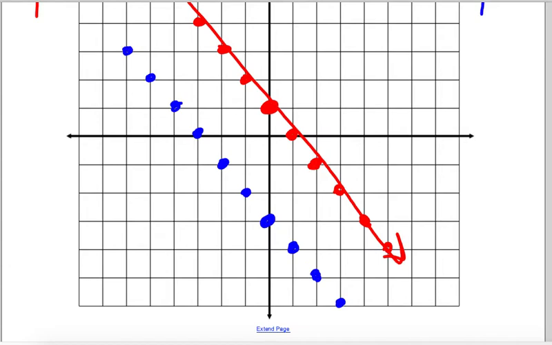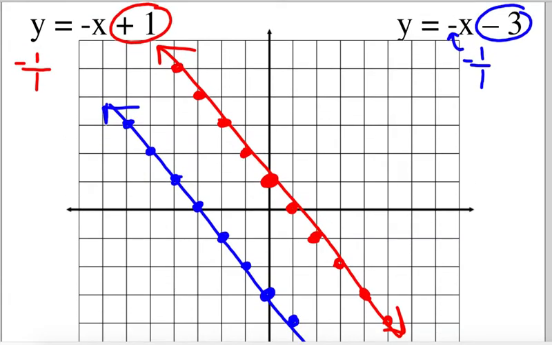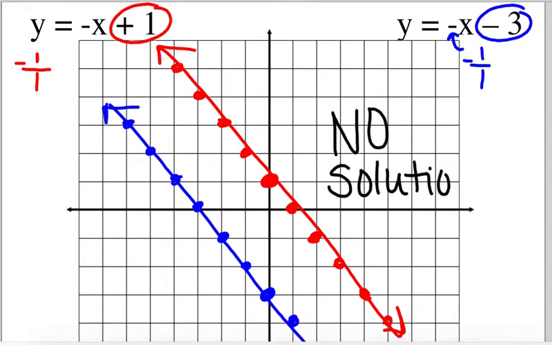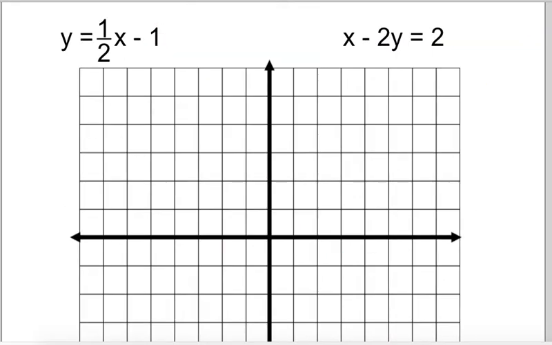Well, what do you think's happening here? Parallel lines, right? And when the lines are parallel, they don't cross at any point. This is called no solution. Because there is not one ordered pair on the red line that will also work for the blue line. So there is no x and y that will solve the red equation that will also solve the blue equation. No solution. Okay, we have one more.